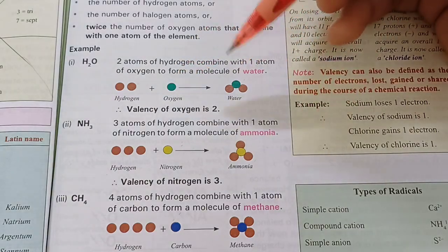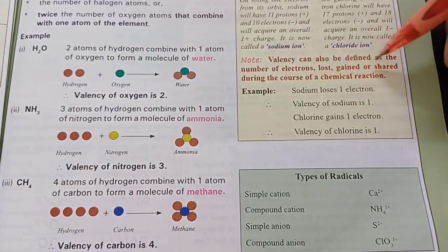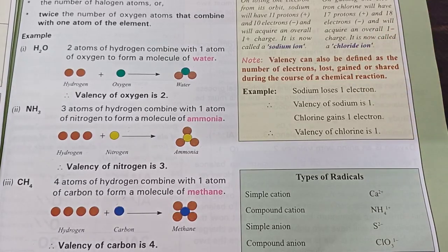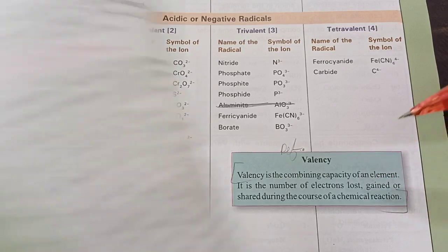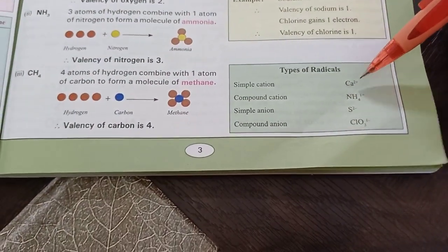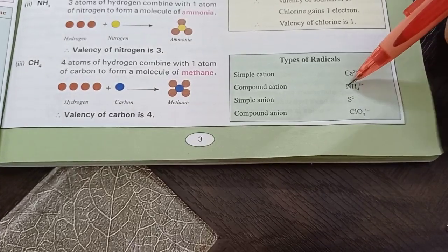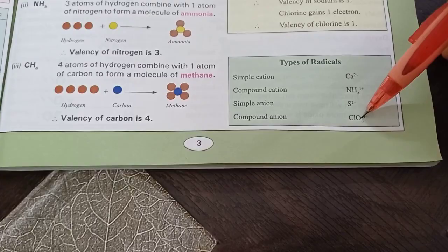So now we have a better definition. It is defined as the number of electrons lost, gained, or shared during the course of a chemical reaction. So you can mark the definition on the page number 5 here, definition. Types of radicals: simple cation, compound cation, because it has more than one element. Simple anion and compound anion, because I can see 2 elements, chlorine and oxygen.